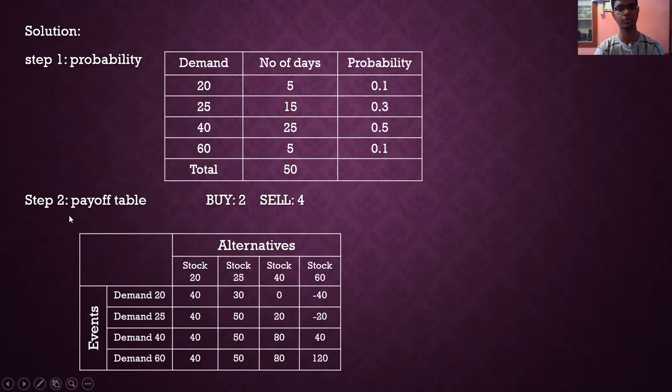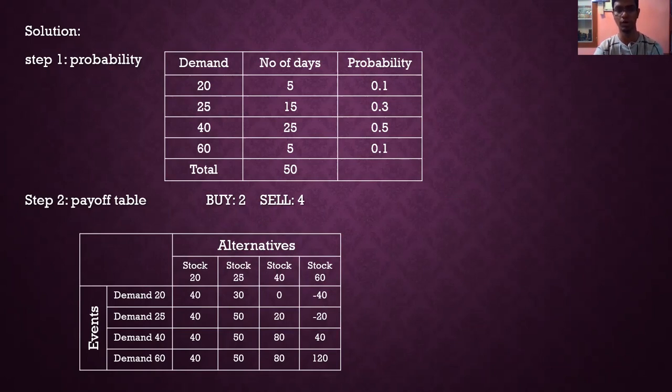The next step is to find out the payoff table. In the payoff table, we first have to look at how much we are buying for and how much we are selling for. If we sell, what's the profit, and if we don't sell, what's the loss. Here it says we are buying for rupees 2 and selling for rupees 4. So by selling one unit, we'll make a profit of 2. And in the question, if we don't sell, it's a value loss.